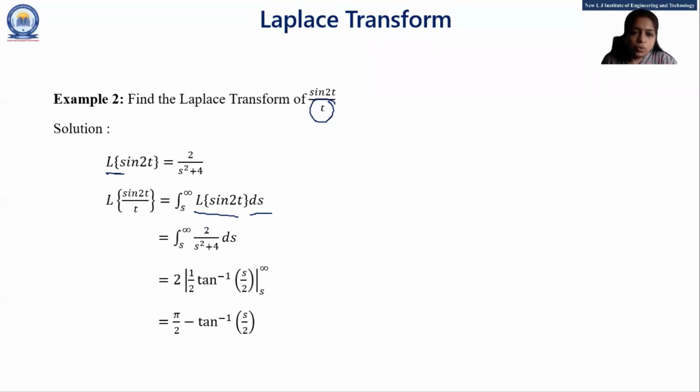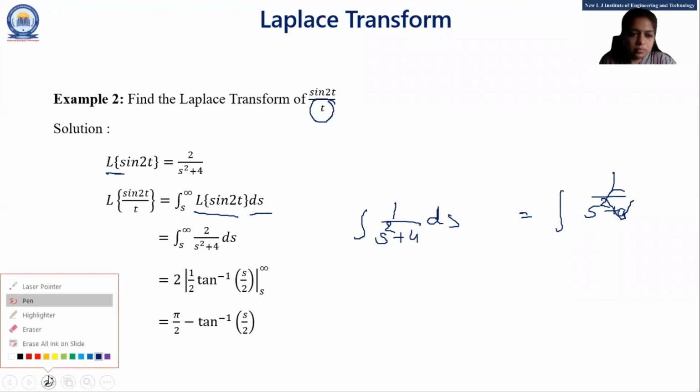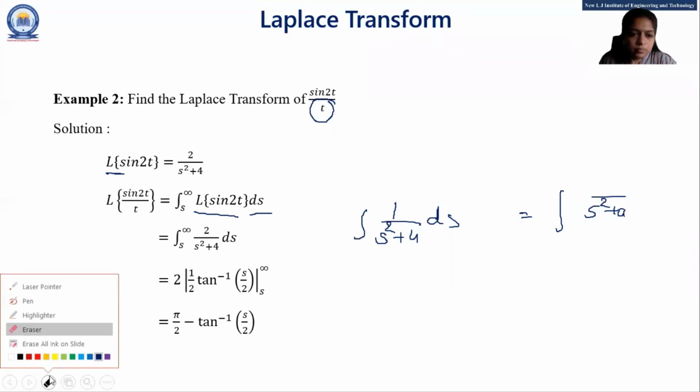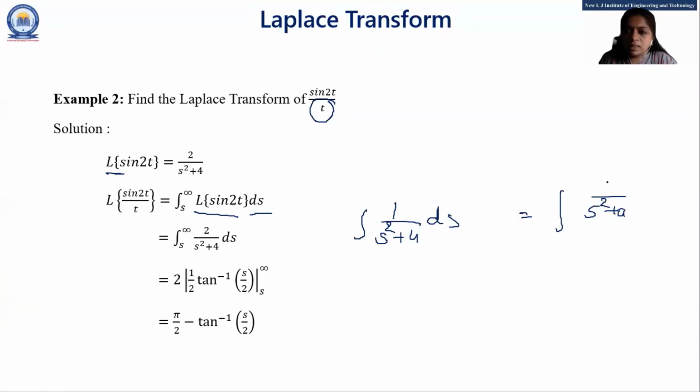Now, if I put 2 out of the integral, what is the integration of 1 upon s square plus 4? S square plus 4 is s square plus a square, so it is of the form 1 upon s square plus a square.